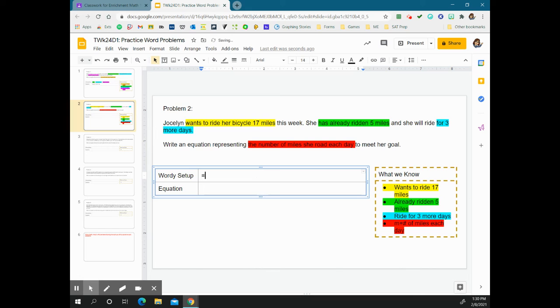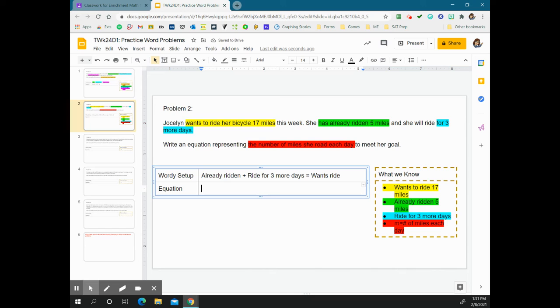So our total in this case is what she wants to ride, right? That's 17 miles. And I'm going to put it on the right side of the equation this time. But the 2 things that are going to make up what she wants to ride are what she's already ridden, which is those 5 miles, plus the ride for 3 more days. Those are the things that will make up the 17 miles that she wants to ride.